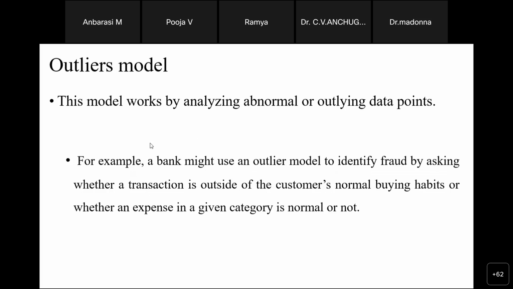And then the outlier model. This model works by analyzing the abnormal or outlying data points. Here the outlier is a data object that deviates from the rest of the objects, or simply, if I want to say error data, we can call it an outlier.